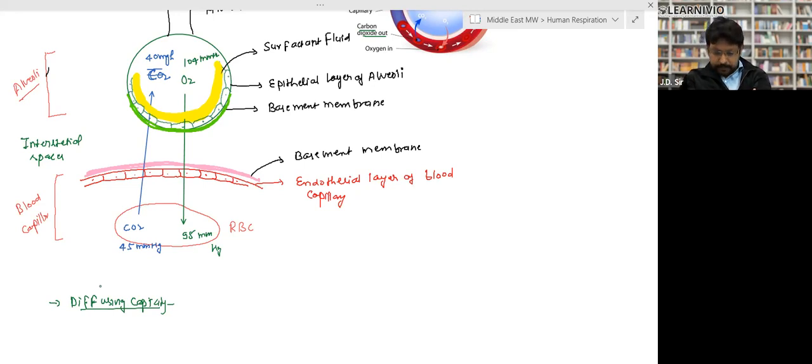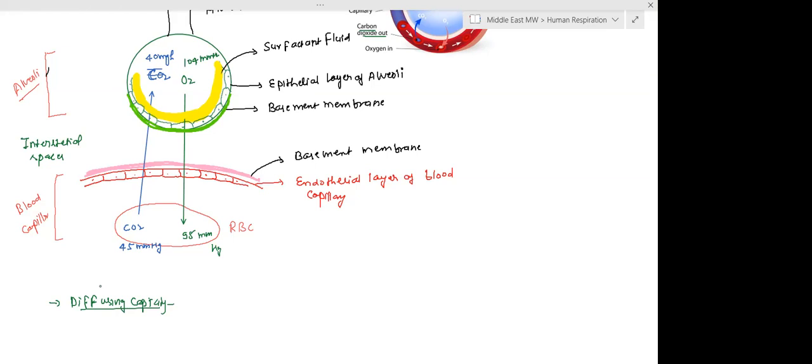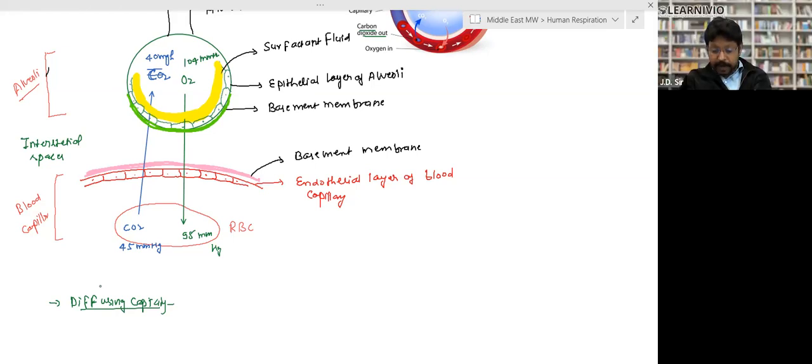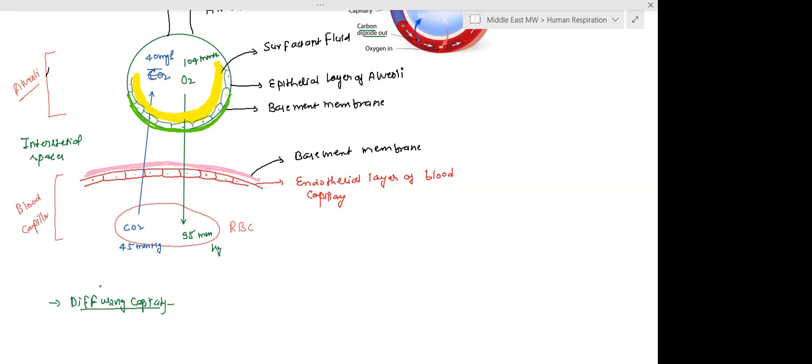The diffusing capacity is defined as the volume of gases that diffuses through the membrane per minute for a pressure difference of 1 mmHg. Sir, can you repeat the line?